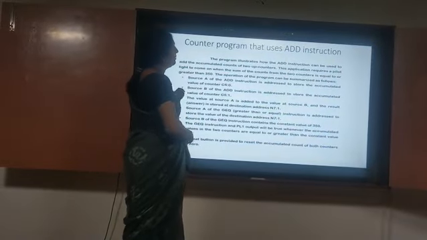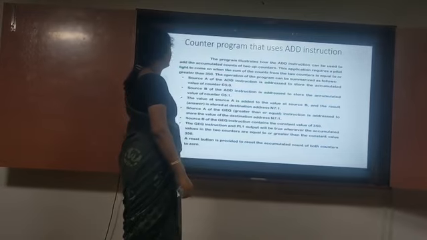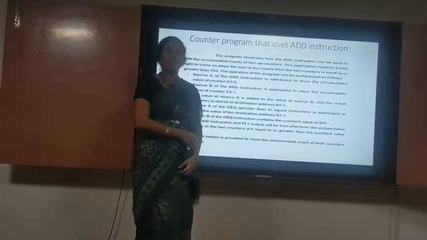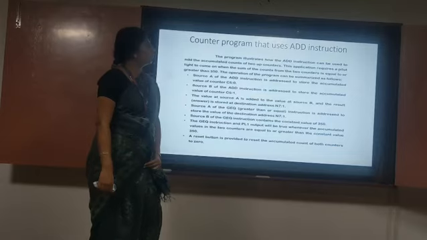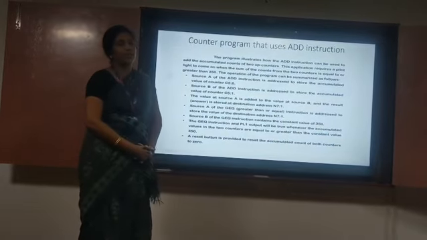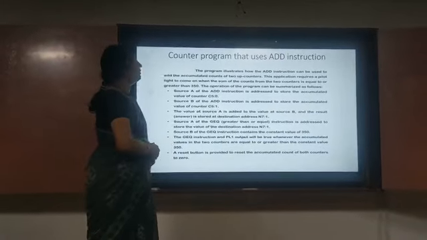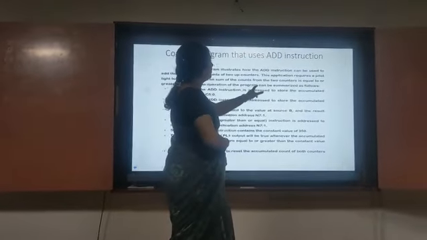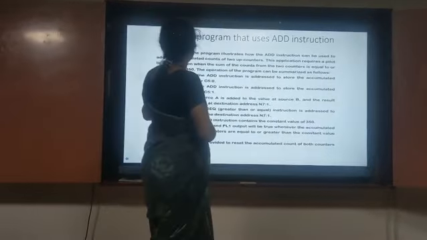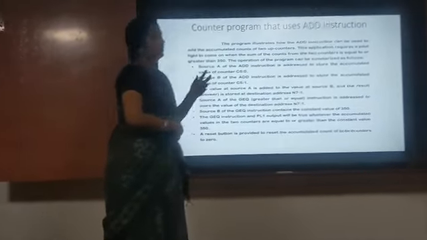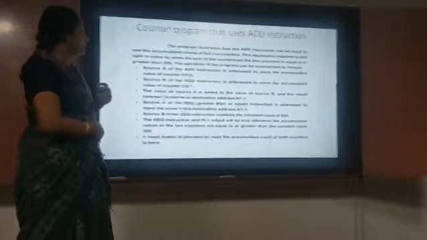So this program illustrates how the add instruction can be used to add the accumulated count of two up counters. This application requires a pilot light to indicate the output. That is, we have two counters, and when the count from the two counters is equal to or greater than 350, the pilot light is going to glow.